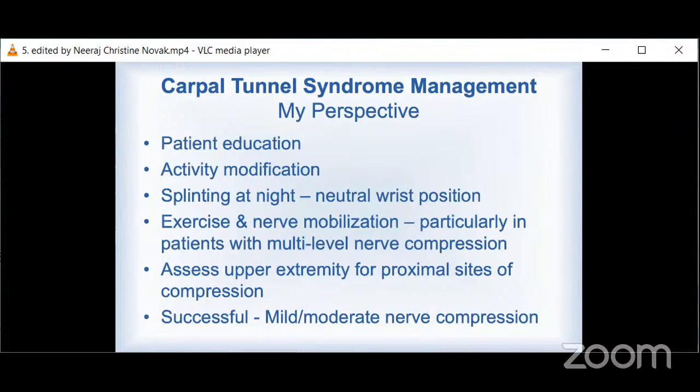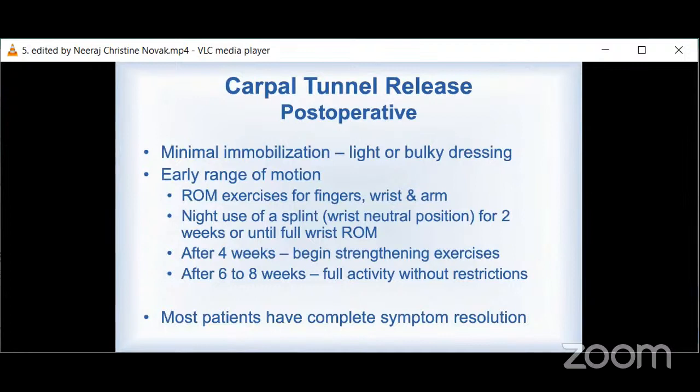Postoperatively, after surgery, patients have minimal immobilization, maybe a light or bulky dressing that's removed 1 or 2 days after surgery. They start on early range of motion for the fingers, wrists, and arms. We recommend use of a night splint in a wrist neutral position for a couple of weeks until they get full range of motion. It's not so much to protect the surgical site, but more for patient comfort so that they have a better night's sleep and wake up with less discomfort in the morning. Then after a month or so, begin strengthening exercises, and at 6 to 8 weeks full activity without restrictions. Most patients have complete resolution of symptoms.